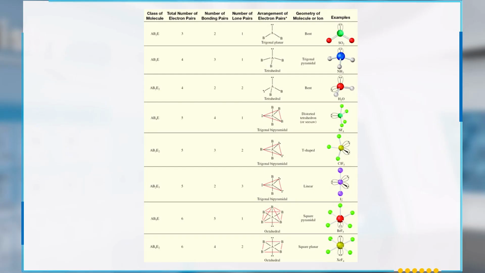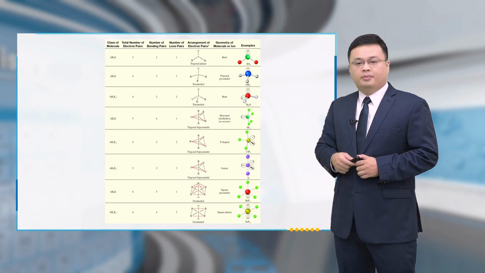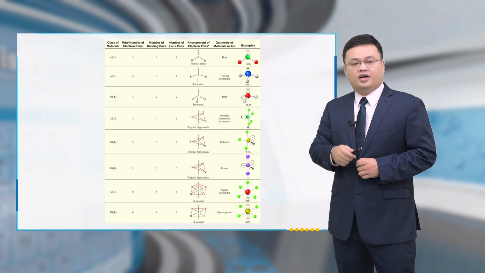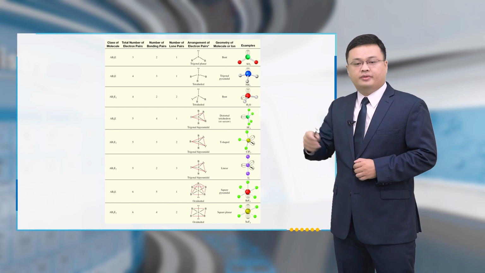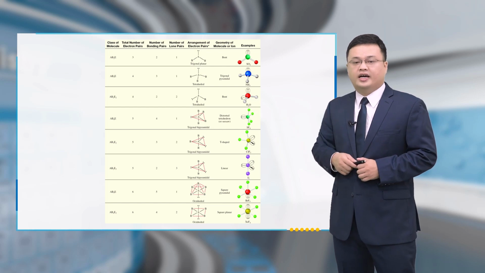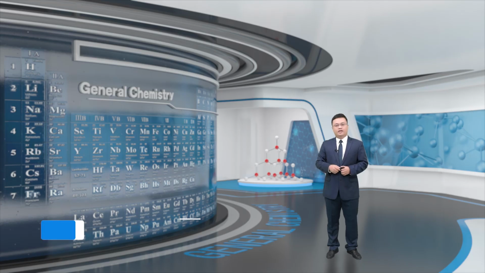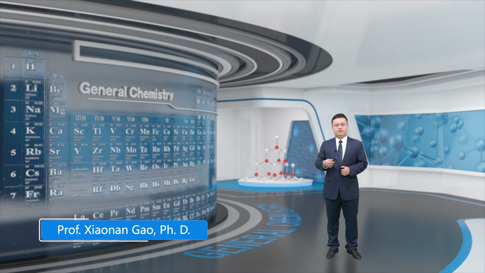Here's a table summarizing all the eight arrangements of electron pairs and molecule geometry. Make sure you also spend time after class and memorize the top part of them, with their names, geometry, and details as well. Alright everyone, in this class we learned the VSEPR theory, the arrangement of the electrons, and the geometry of the molecules. I hope you have enjoyed the class, and I'll see you next time.